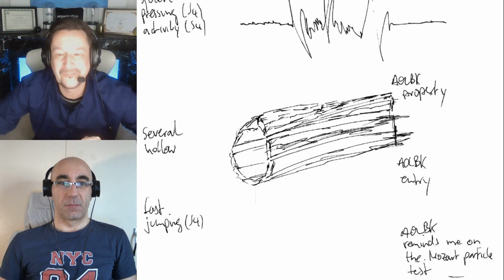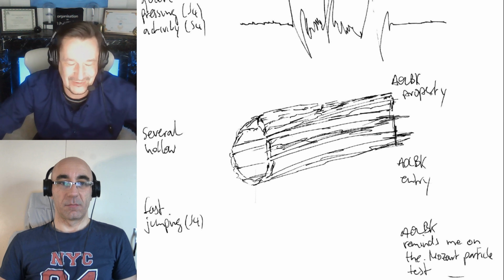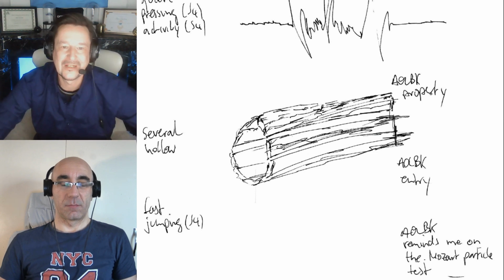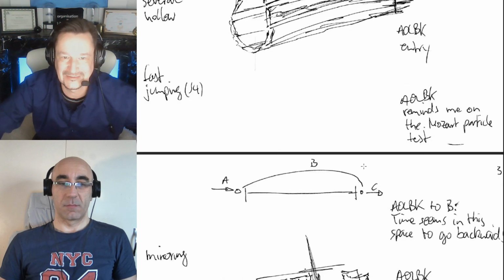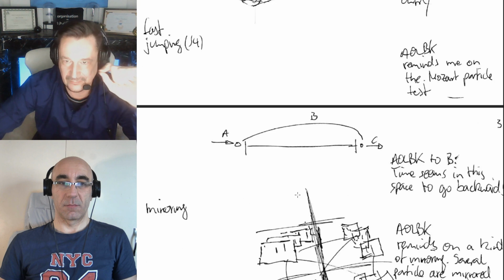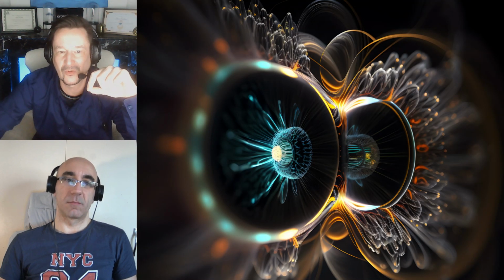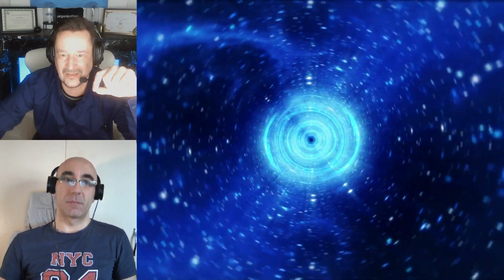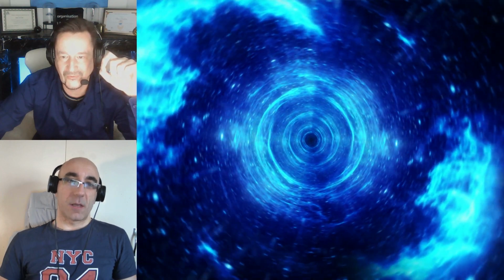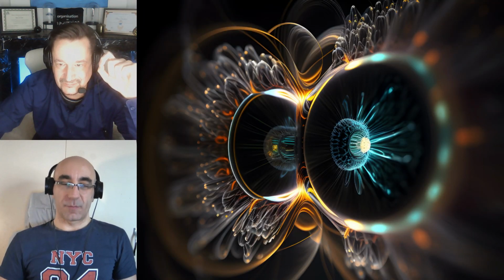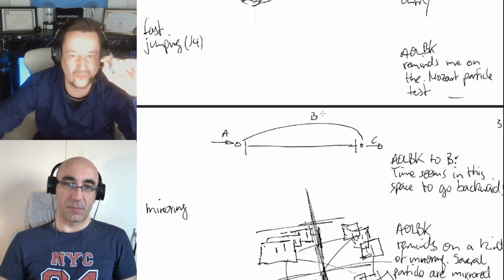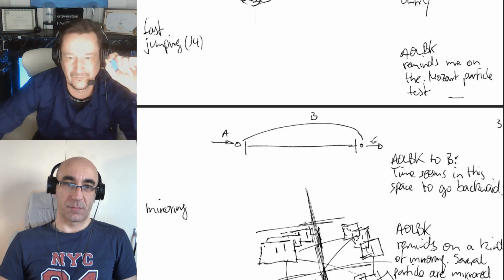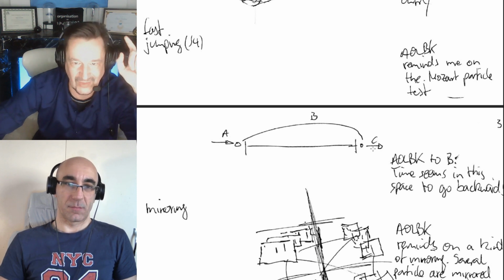Mm-hmm. Reminds me of the Mozart particle test. There was a test a long, long time ago, I don't know, 20 years or something, maybe 15, I'm not quite sure, where they sent a particle, tunneling the little information bit about the music of Mozart, and it was claimed it came before, at point C, before it was sent. You remember this? I hope I'm right. I remember it. Time seems in this space to go backwards. Here the time went backwards, and the particle was at point C before it was sent, it was seen already.